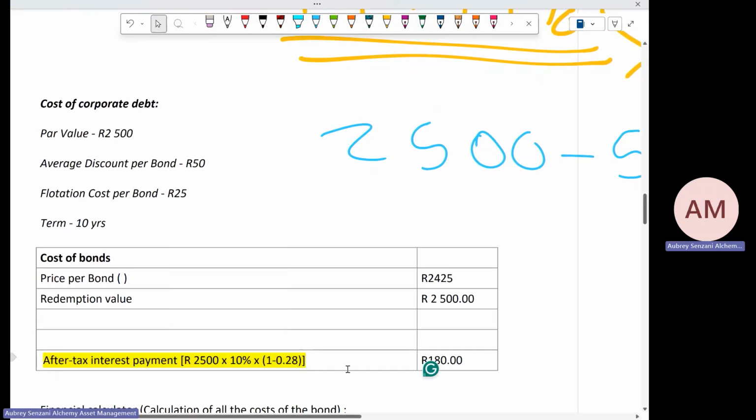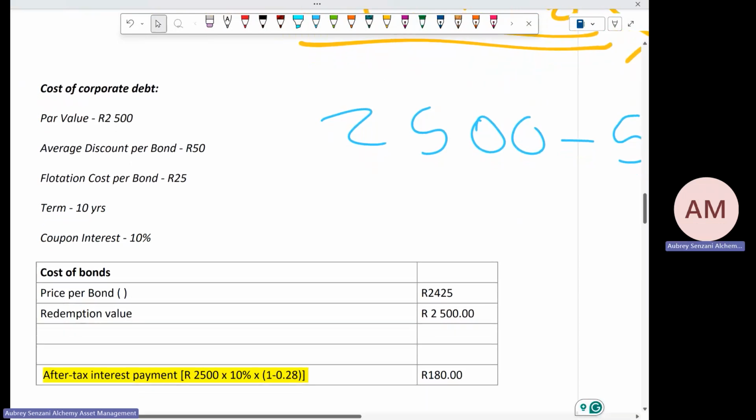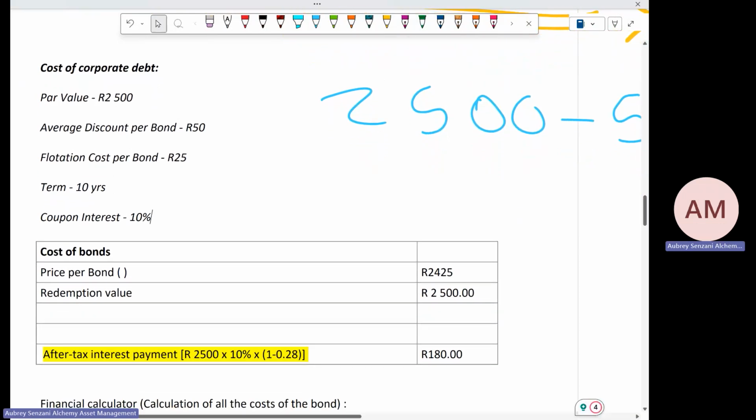So we know from the question, I actually didn't write it down, that the coupon interest is 10%. We also know that we calculate our coupons based off of the par value. So the 2,500 times 10%.